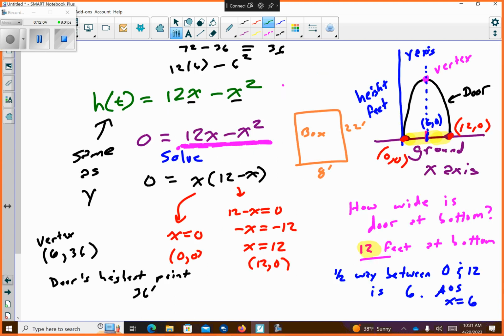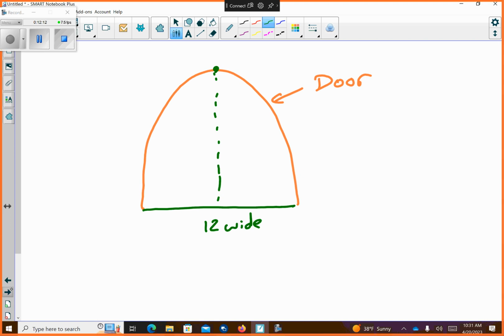How much? 30. What's my vertex? 36? So it's this tall, 36 tall. So this is 36 tall. And these are in feet.